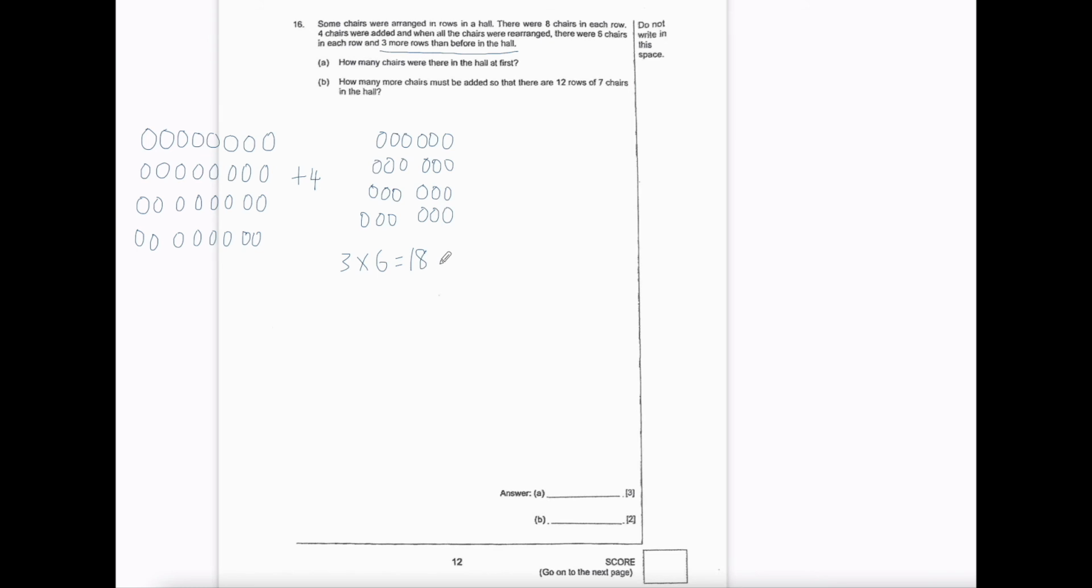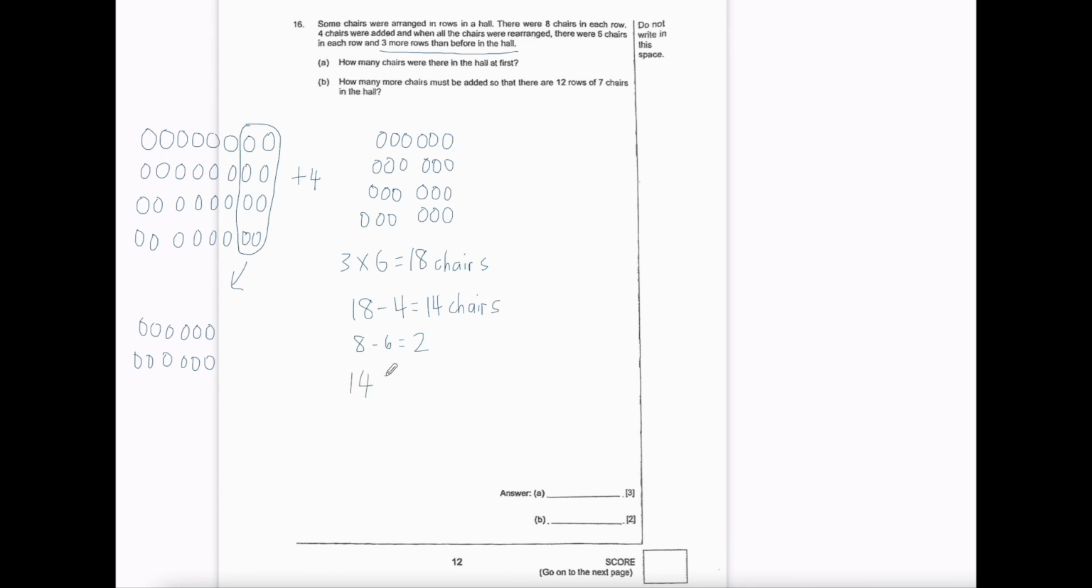Okay, so the 3 rows will make up 18 chairs. But we have to deduct the 4 chairs that we added. Okay, so that means the difference is 2 chairs per row, right? So for all these 2 chairs, it's going to go down to form rows of 6. Because instead of having 8 chairs, I'm having 6 chairs. So all these extra 2 chairs per row will be taken down to form the extra 3 rows. And there will be 14 extra chairs.